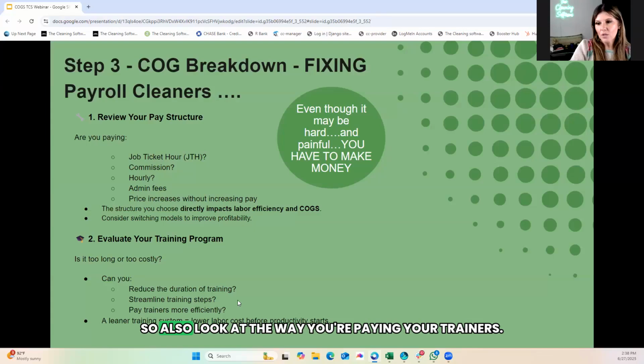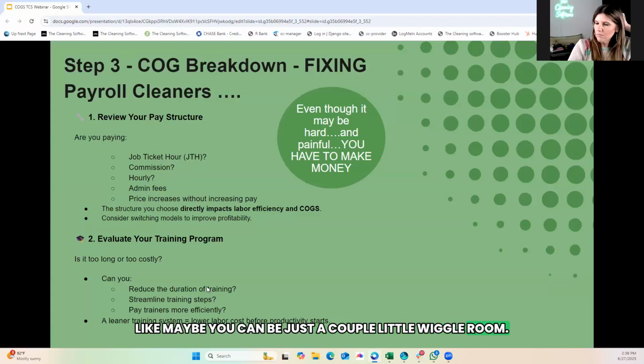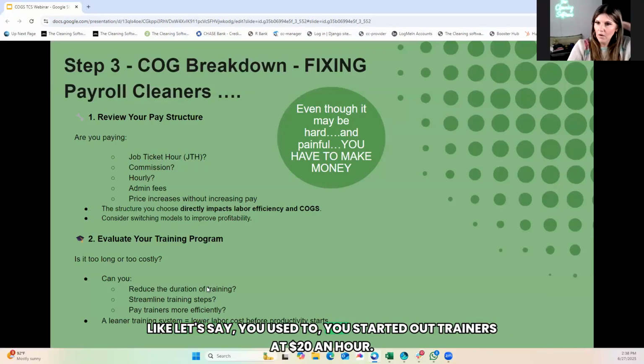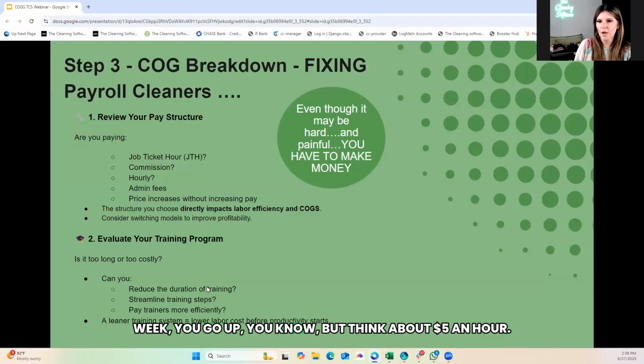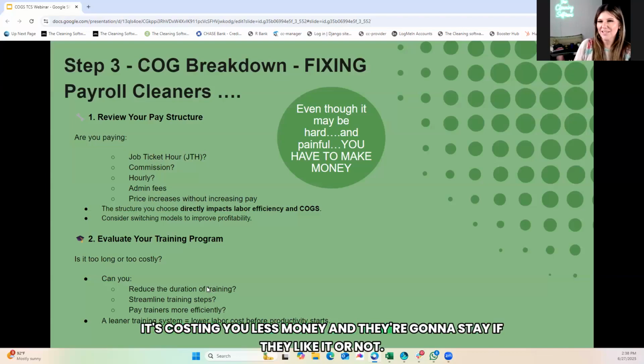So also look at the way you're paying your trainers. Maybe you can find a little wiggle room. Let's say you started out trainers at $20 an hour. Since it is only a week, maybe convince them to go down to $15 an hour, and as soon as they're out of that 1 week, you go up. Think about $5 an hour for that trainee to just try it out for a week is costing you less money, and they're going to stay if they like it or not. They're not going to leave because of the training pay.